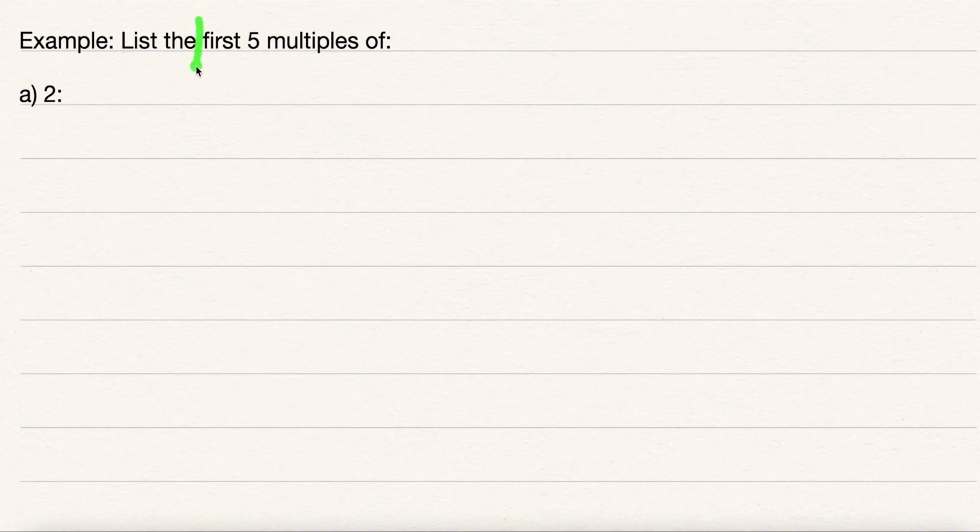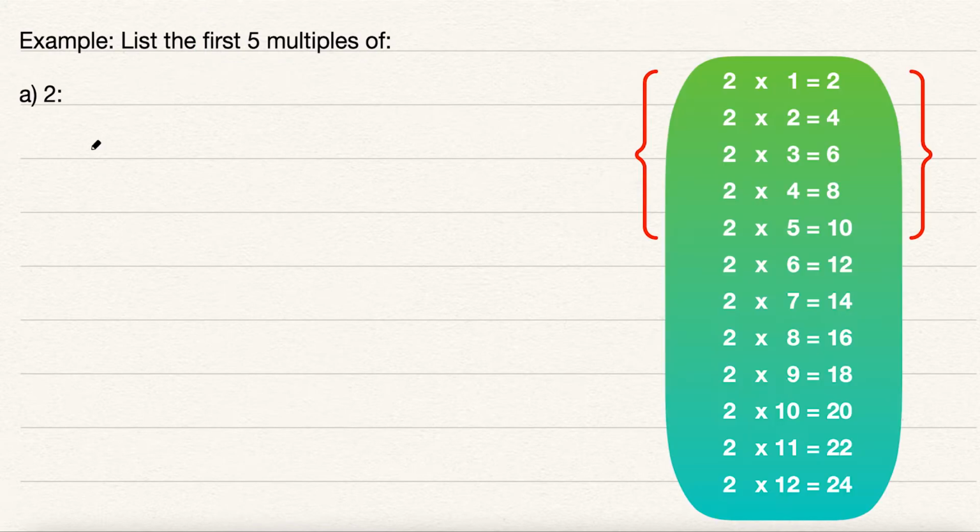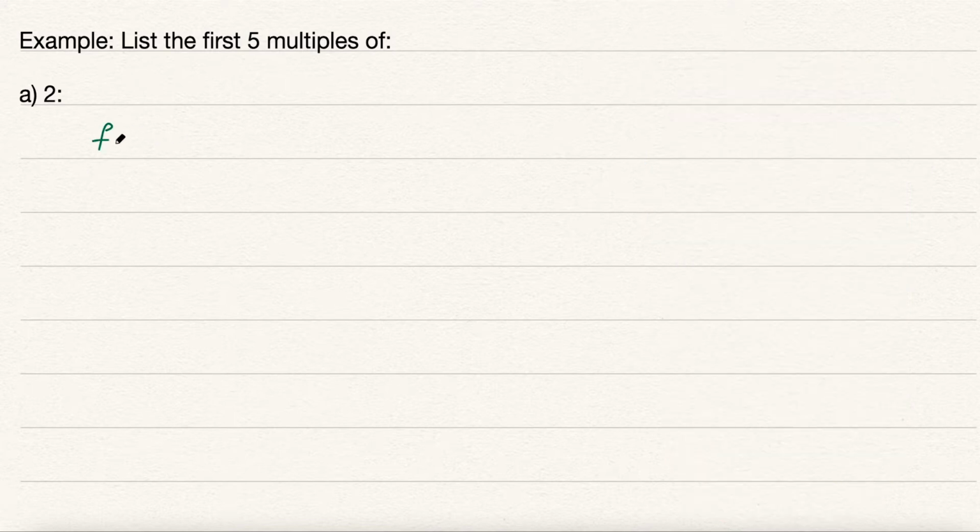We need to find out the first 5 multiples of 2. If you look at the table of 2, you can see that from 2 times 1 equals 2 to 2 times 5 equals 10, you have the first 5 multiples listed. If you write factor times another factor is equal to a multiple.